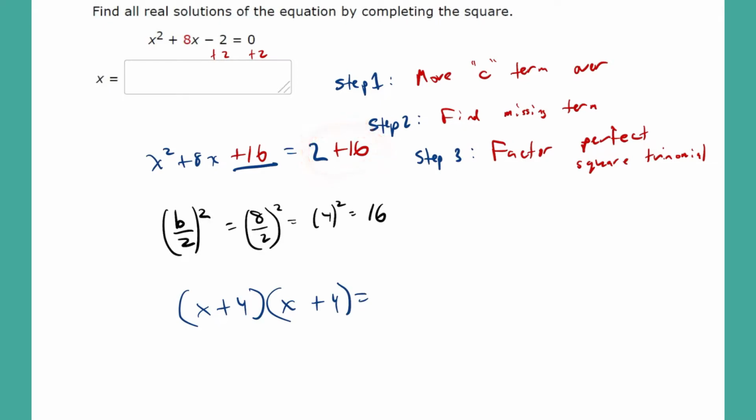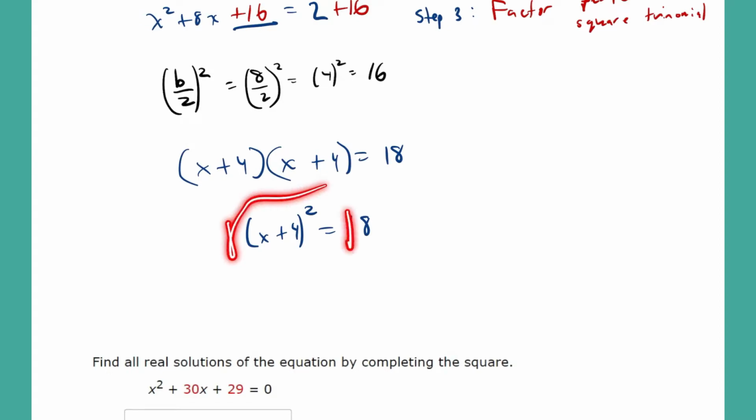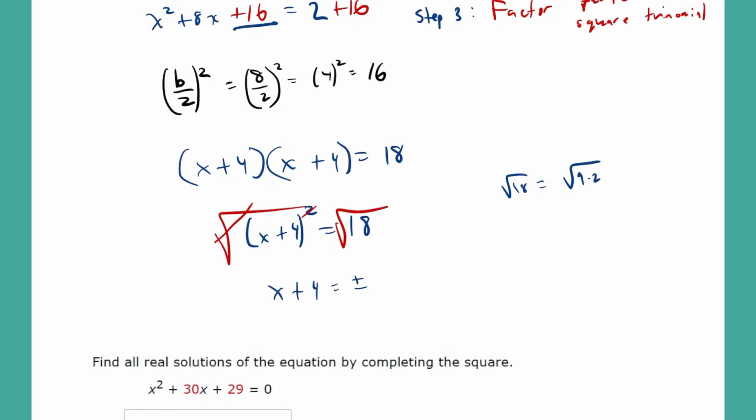And on the right side, we have 16 plus 2, which is 18. And we want to rewrite this with a square exponent. And the reason we want to do it that way is so that we can get rid of that by taking the square root of both sides. So they cancel. And you end up with x plus 4 equals, you always get plus minus when you take the square root of an equation. And 18 is 9 times 2. But the square root of 9 becomes 3. So we end up with 3 square root of 2.